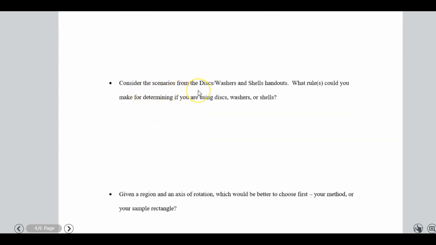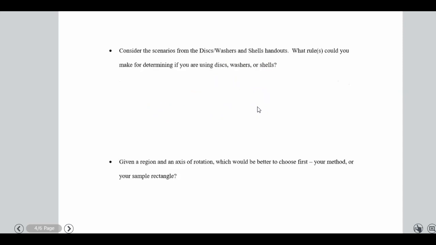Consider the scenarios from the discs, washers, and shells handout. What rules could you make for determining if you're using discs, washers, or shells? Think about that for a second. Go ahead and pause the video. Think about it. Put an answer down. I'll go ahead and write one down as well, and you can compare, see if you're matching what I'm thinking.